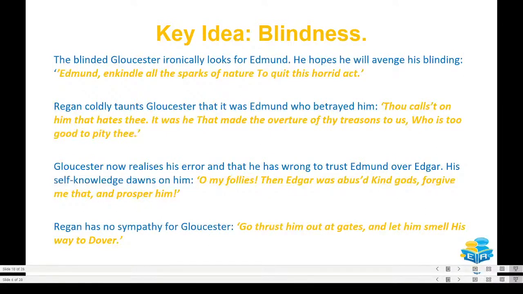Regan then, she has no sympathy for Gloucester. "Go thrust him out at gates and let him smell his way to Dover." So that's really cocky, arrogant, nearly taunting him again, teasing him. Throw him out of the gates. So he's blind now. Gloucester physically cannot see now. Let Gloucester find his own way to Dover, excuse me.